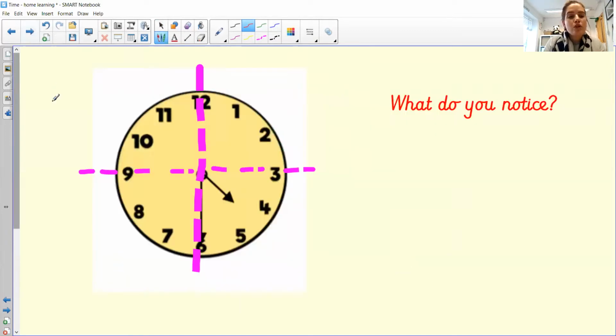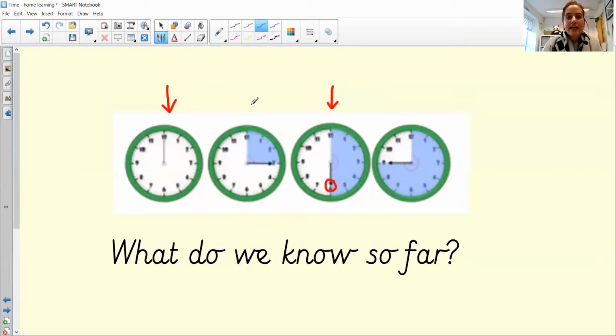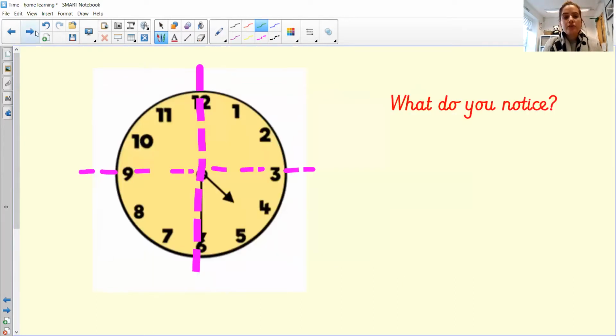Okay, so what do you notice about my clock? And there are two ones that we haven't looked at, here and here. I wonder if anybody knows or has learned about time previously. So what do you notice? Knowing what we know now about fractions, what if I split my clock into? Pause the video now and have this discussion. Brilliant. I have split my clock into quarters. There are 4 parts. 2, 3, 4. I have split it into quarters.